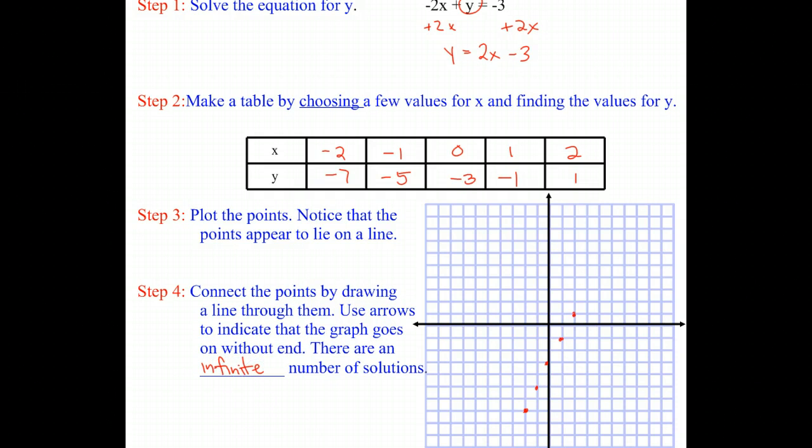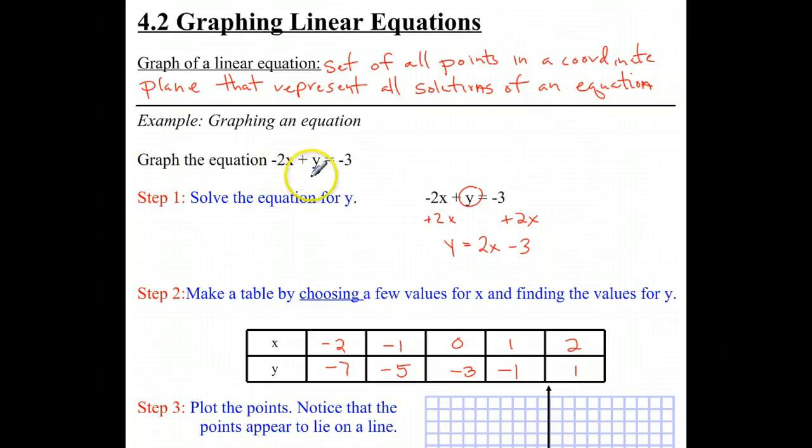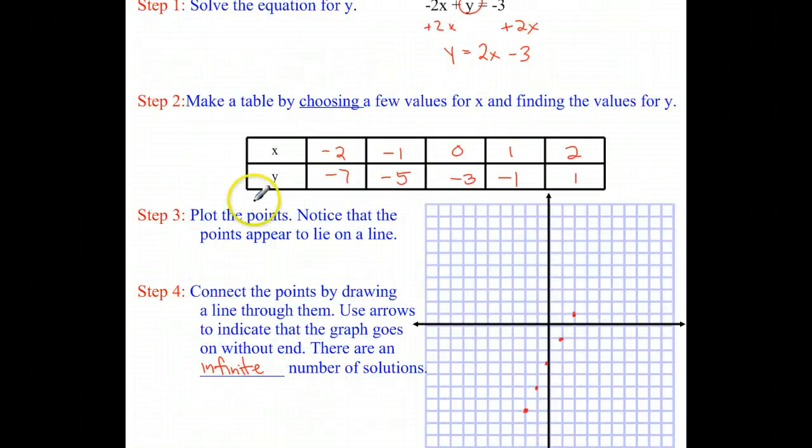Because of the way the problem was phrased, it's not actually asking you for a specific domain. There's nothing here to tell us that. So we want to indicate that although we picked these 5 points, there are many other points that we could have picked as well. I'm going to extend my line all the way through my graph. I want to make sure that my line has arrows on both ends.